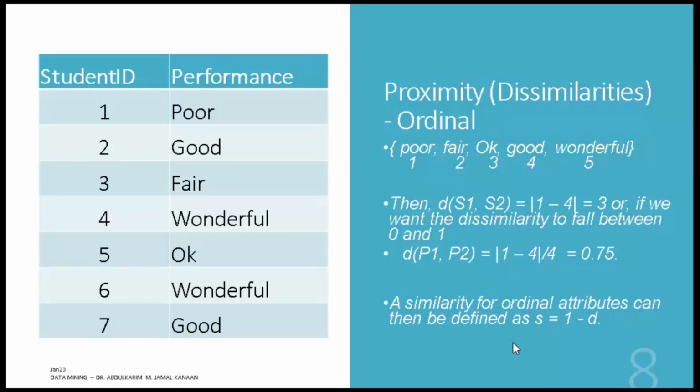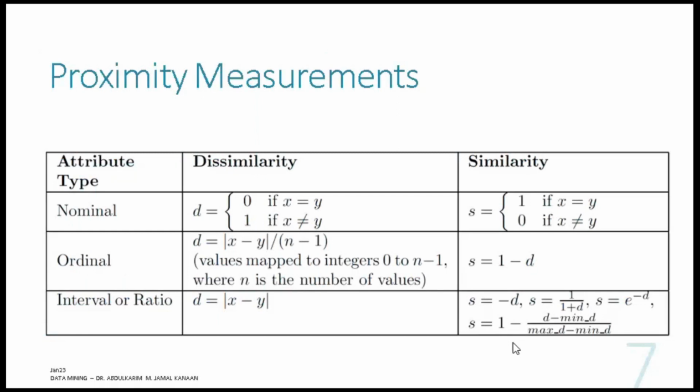Okay, now let's say these are the performances for the students. This is student ID 1. You check the performance column, he got poor. Let's say student ID 2's performance is good. And you wish to measure the distance between S1 and S2, between student 1 and student 2. Since this is ordinal, right? Again, if you'd like to fight, tell me. So we check ordinal. Ordinal says you need to take the difference between two values divided by the total number of values minus 1. Let's see.